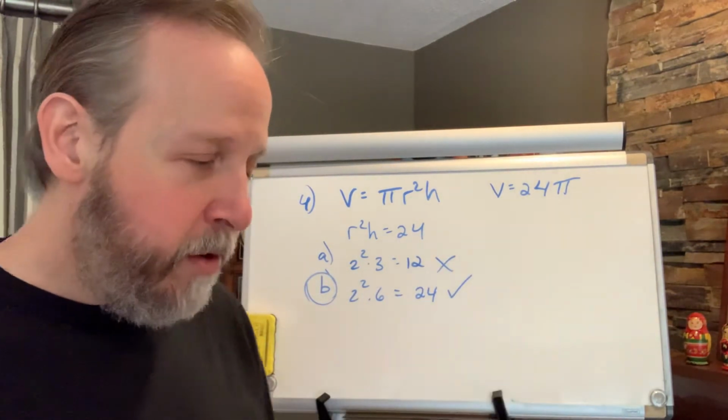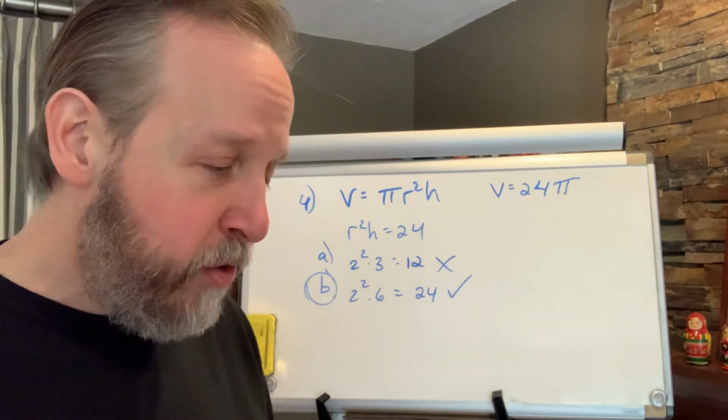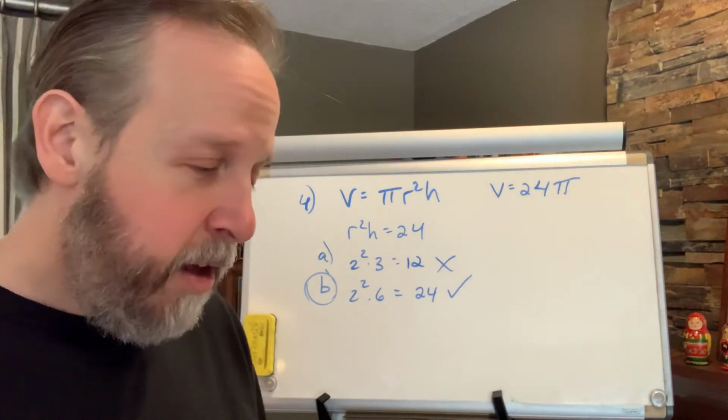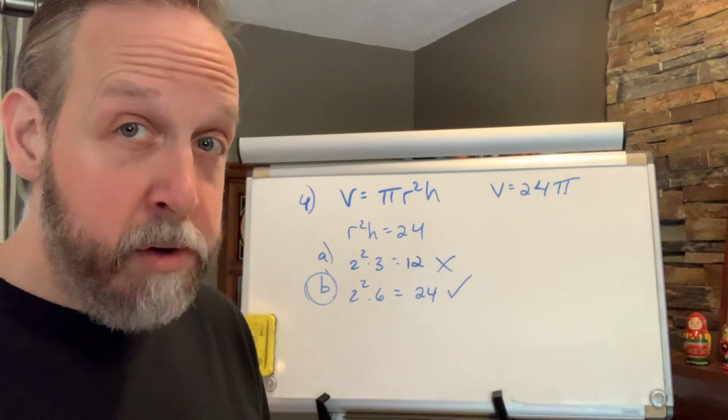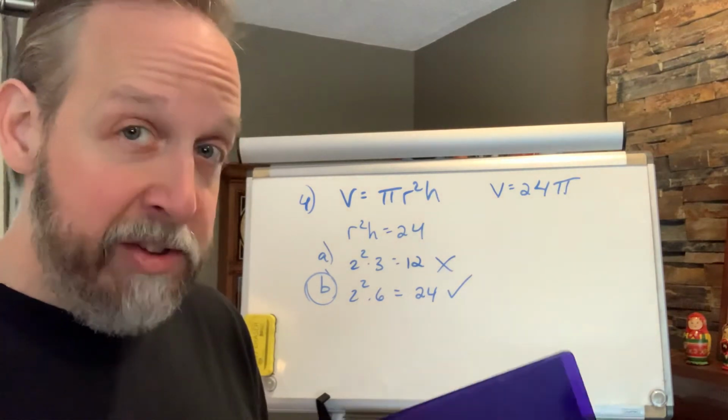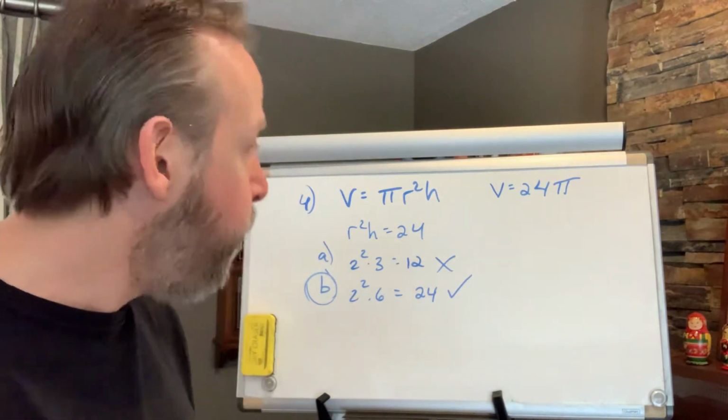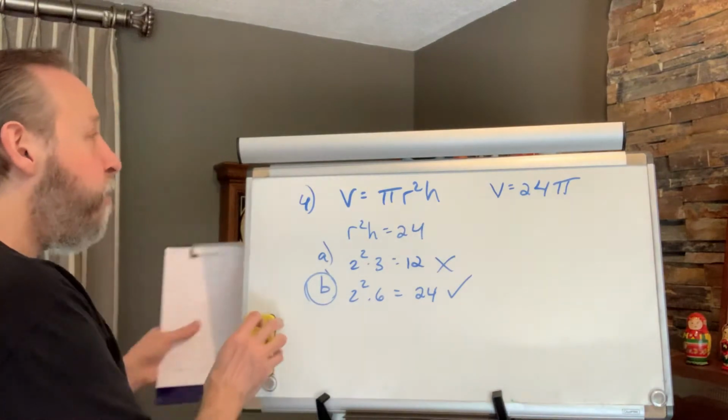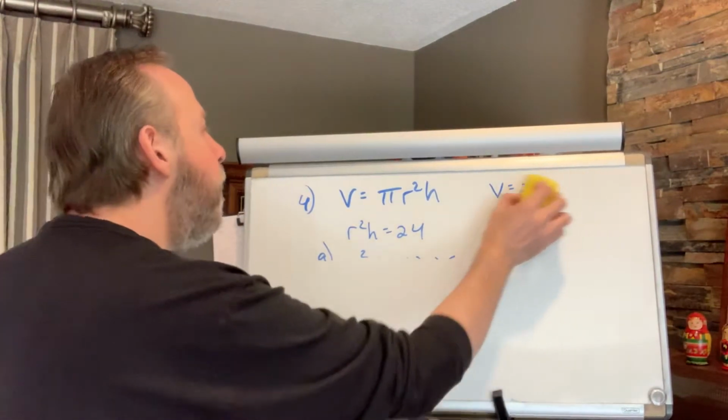If you had continued working, C would have given you 48, and D would have given you 192, both of which obviously were not a correct answer. So 4 is B. Moving on.